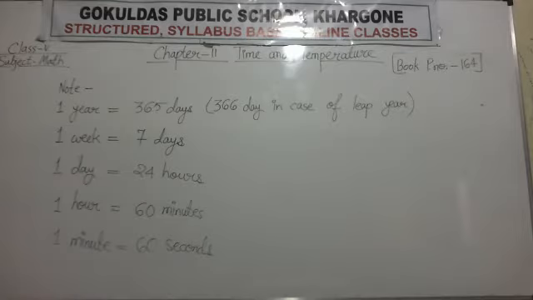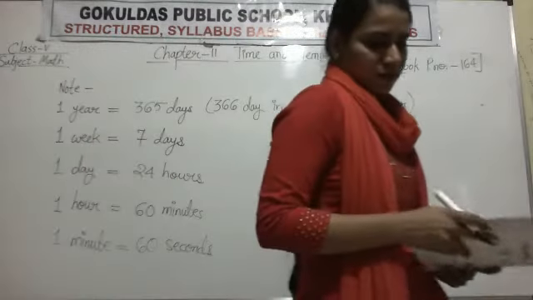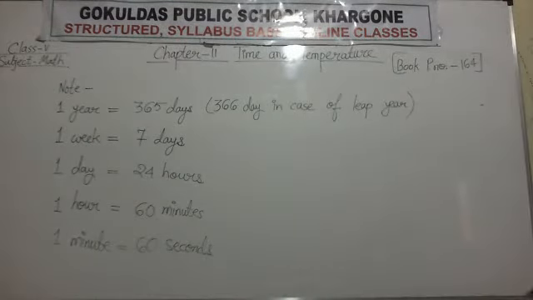Note it down: 1 year equals 365 days or 366 days in case of leap year. 1 week is equal to 7 days. 1 day is equal to 24 hours. 1 hour is equal to 60 minutes. 1 minute is equal to 60 seconds. These all points you must learn by heart. Note it down properly. Write all the things very systematically in your classwork copy.